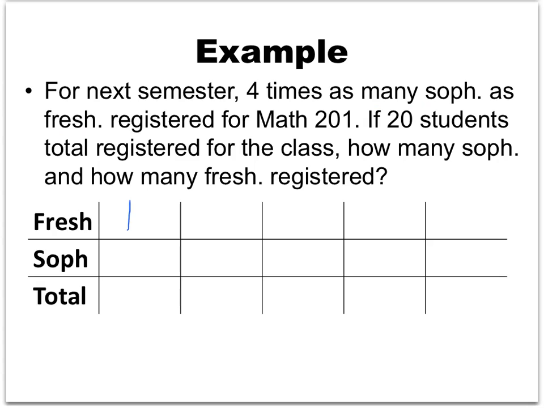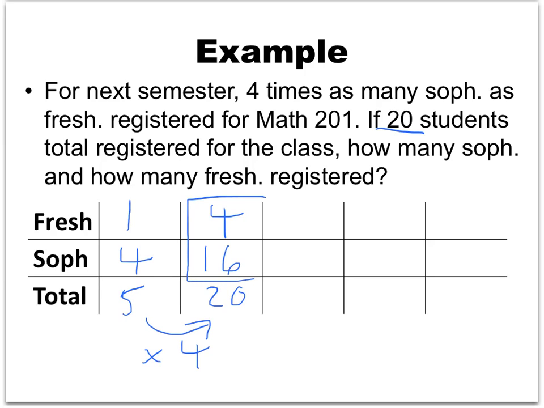So if we have just 1 freshman registered, that means we're going to have 4 sophomores registered, which means we would have a total of 5 students. Now the problem says we don't have a total of 5 students, we have a total of 20 students. And so we need to put a 20 here in our next column. So to go from a 5 to a 20 we need to multiply by 4. And so 4 times 4 is 16, 1 times 4 is 4. And so there's the answer. We'd have 4 freshmen and 16 sophomores registered for a total of 20.